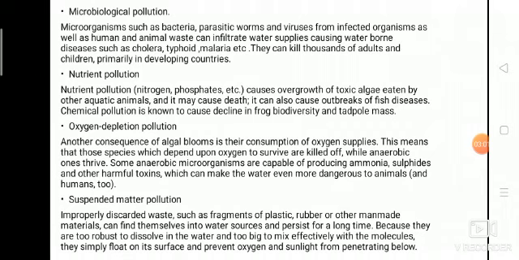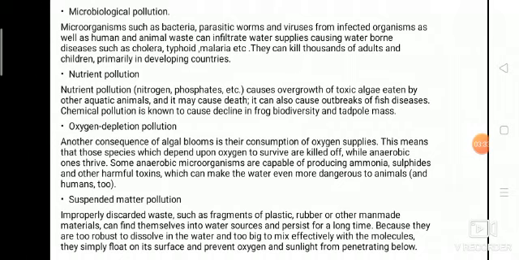Oxygen depletion pollution. Another consequence of algae bloom is their consumption of oxygen supplies. This means that those species which depend on oxygen to survive are killed off while anaerobic ones thrive. Some anaerobic organisms are capable of producing ammonia, sulfide, and other harmful toxins which can make the water even more dangerous to animals, including humans.